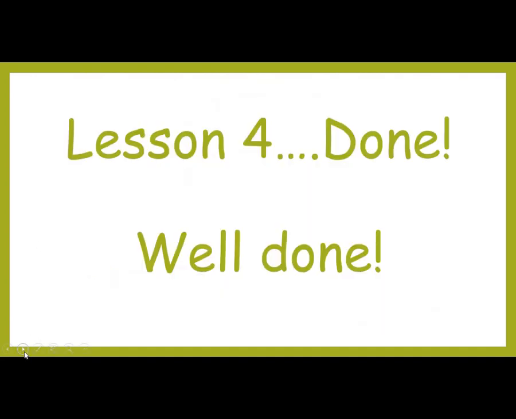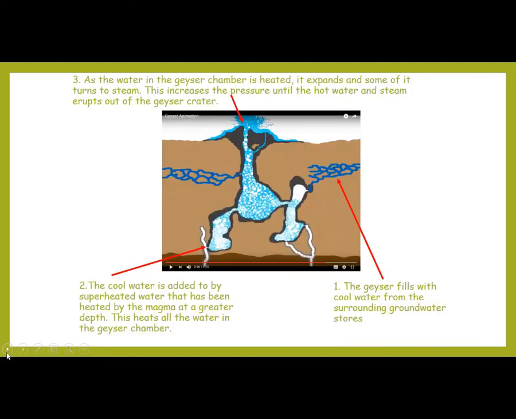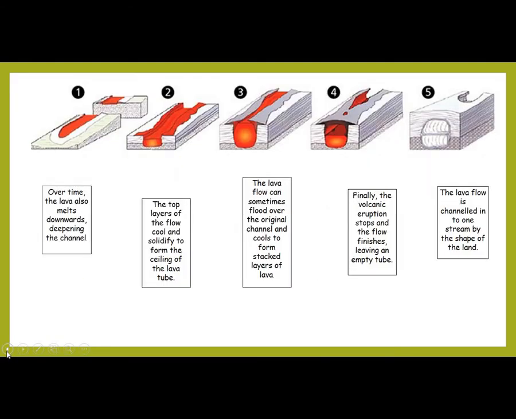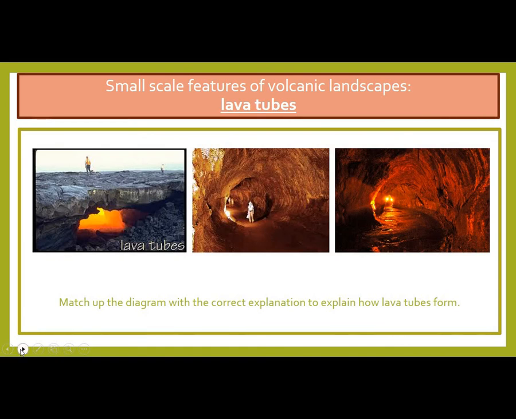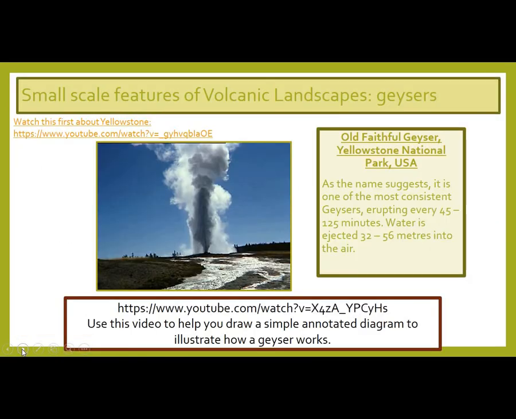Okay, and that brings us to the end of lesson 4. So we've got large-scale volcanic features, your stratovolcanoes, your shield volcanoes, your geysers, and your calderas. And then you've got your small-scale volcanic features, things more like your cinder cones, your lava tubes. Okay, so they've categorized geysers as small-scale actually, not large-scale.